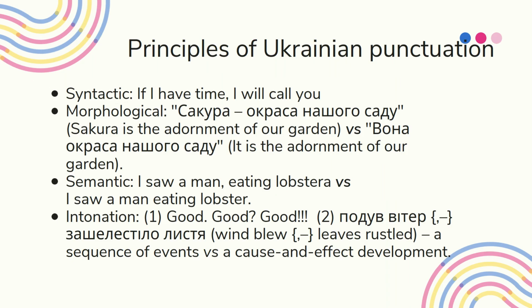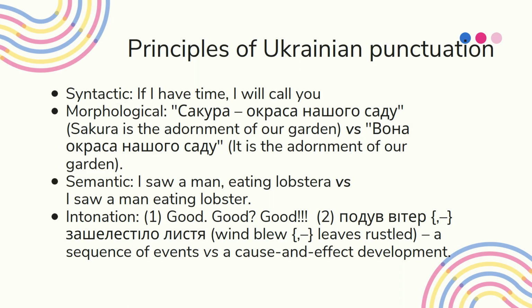Here is the list of Ukrainian punctuation principles. Syntactic principle indicates the syntactic structure of the sentence and its units. For example, in the sentence "If I have time, I will call you," the main clause is separated by a comma, although in spoken language it may not be expressed with a physical break, especially for a fast speech rate.